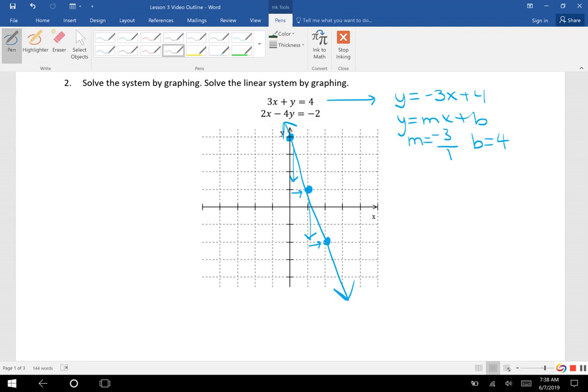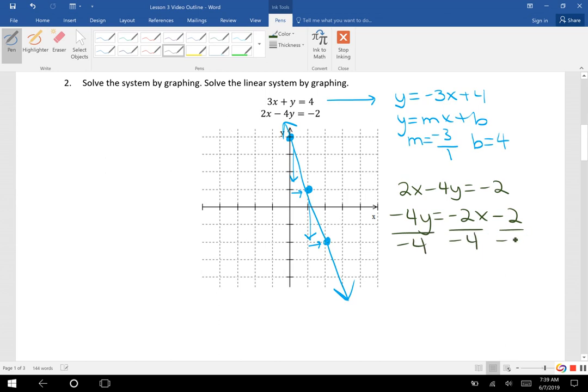If I want to use the same method on the second line, we've got 2x minus 4y is -2. I'm going to solve for y, so I'm going to start by subtracting the 2x, and then I'm going to divide everything by -4, all of the terms. So now I've got y equals, well, 2 over 4 is a half. And a negative over a negative does become a positive. So I end up with y equals 1/2 x plus 1/2. So both my slope and my y-intercept are 1/2.